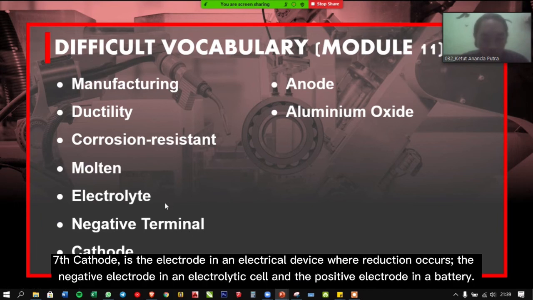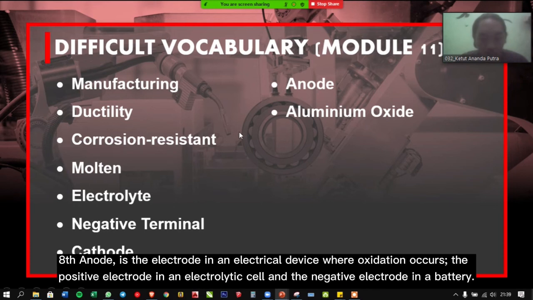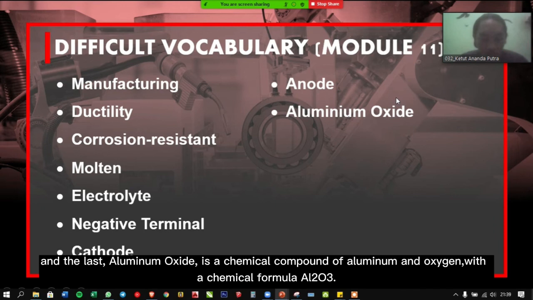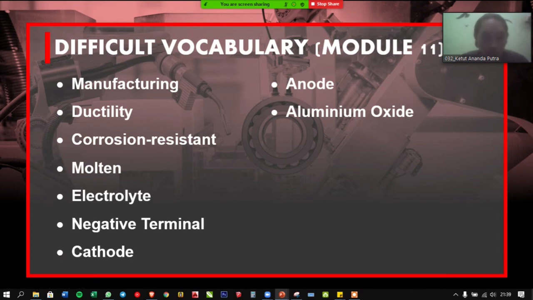The seventh, cathode, is the electrode in an electrical device where reduction occurs: the negative electrode in an electrolytic cell and the positive electrode in a battery. The eighth, anode, is the electrode in an electrical device where oxidation occurs: the positive electrode in an electric cell and the negative electrode in a battery. And the last, aluminium oxide, is a chemical compound of aluminum and oxygen with the chemical formula Al2O3.